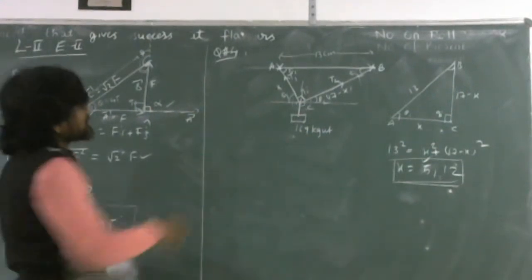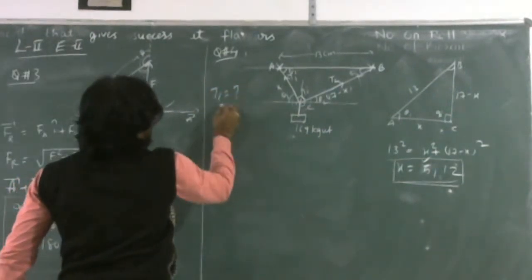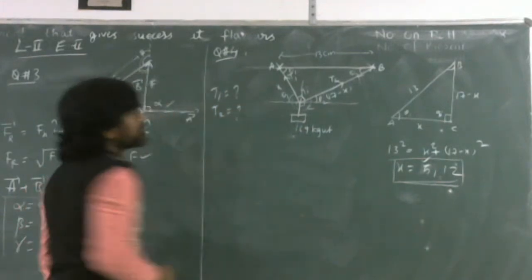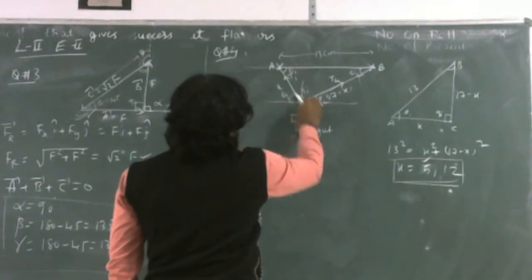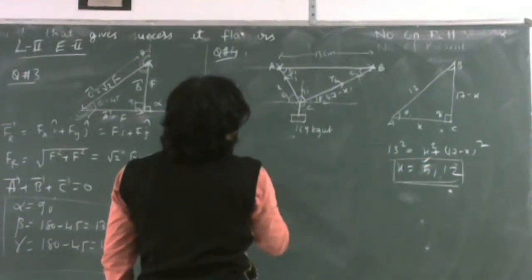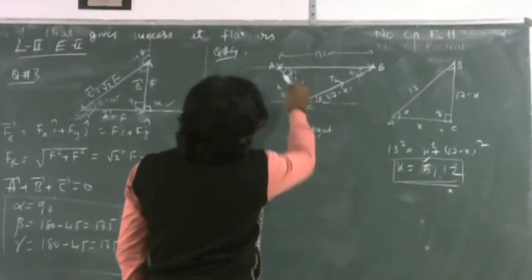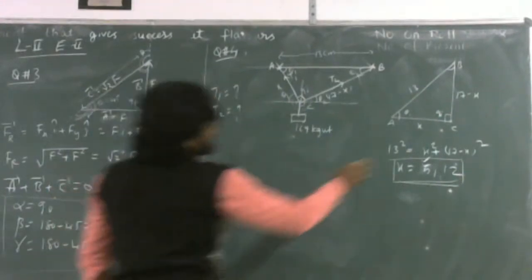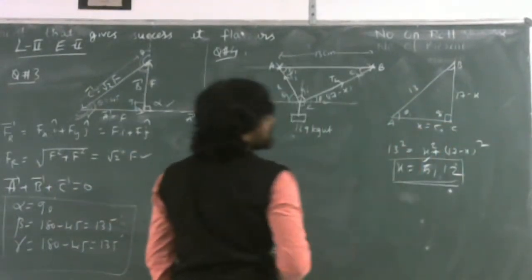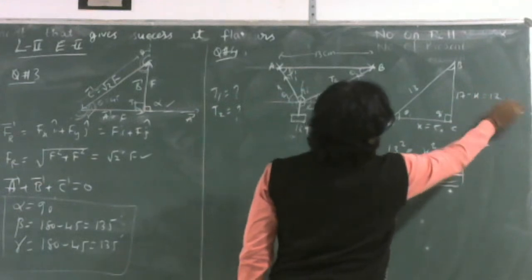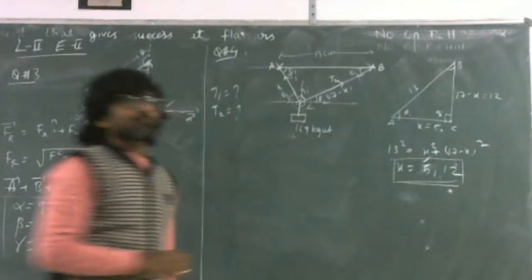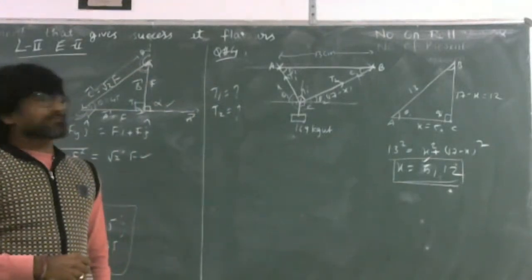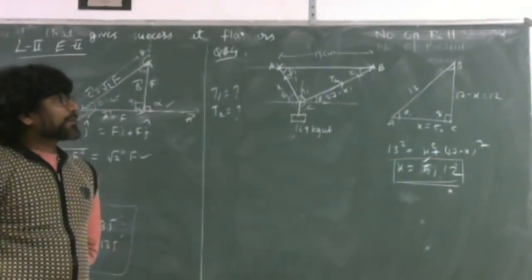What are the tensions? T1 is equal to what? And T2 is equal to what? T1, T2. So if you know the x value now, is it possible to find theta 1, theta 2? If you know x is equal to 5, this will be equal to 12. So can you find theta 1? What is theta 1?